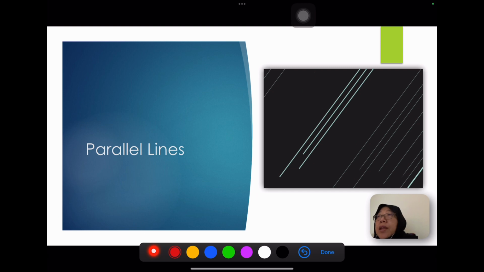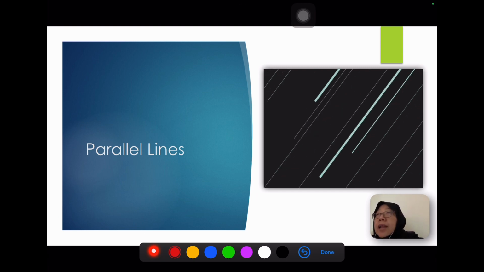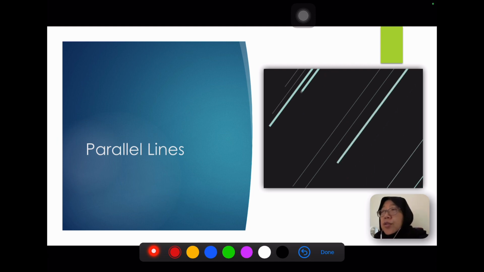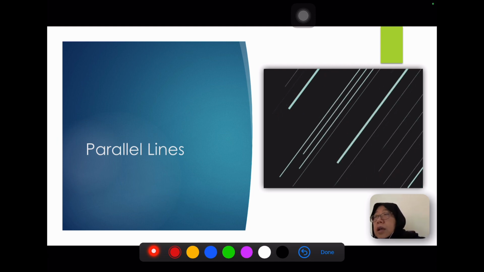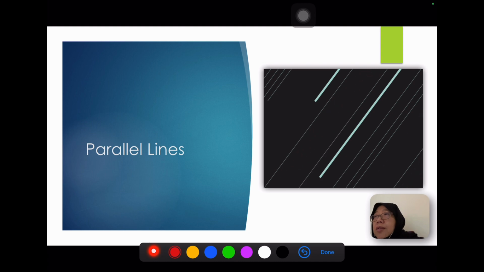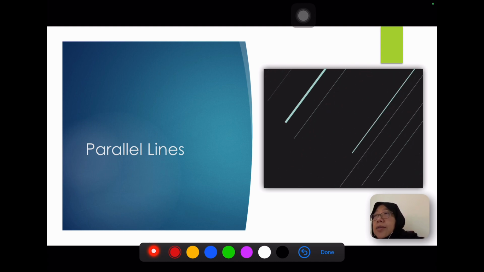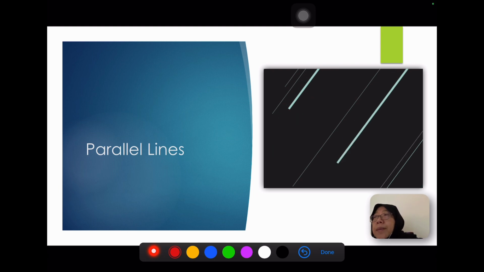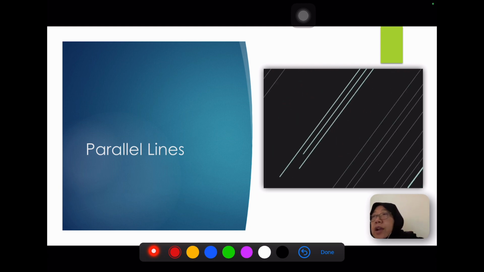So the first one is parallel lines. Just like what you see here in the short video, these lines are all parallel lines. They will never intersect with each other. They will go side by side forever and ever.